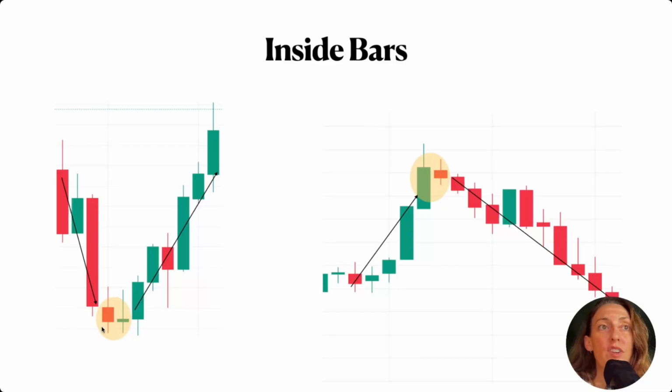This one, we had a trend that was down. We had a smaller red bar, but then an even smaller green bar that is within the confines of the red bar. And then we start to go up. And then here we had a trend up. We had a green bar, and then a red bar that is within the confines of the top and the bottom of the green bar. And then we start to go down.